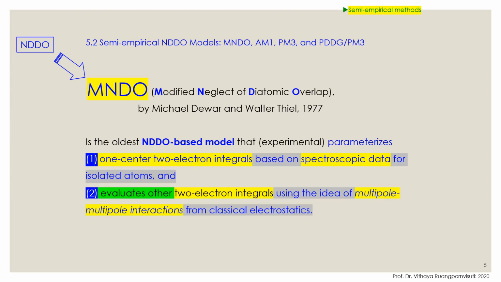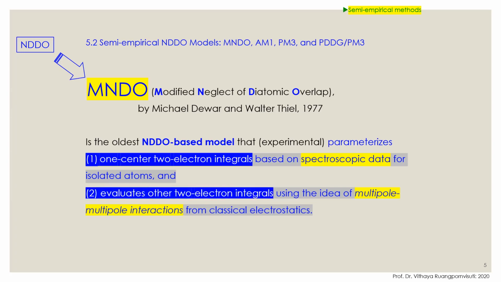The first, one-center two-electron integrals, are based on spectroscopic data of isolated atoms. And the second, it evaluates other two-electron integrals using the idea of multipole interactions from classical electrostatics.